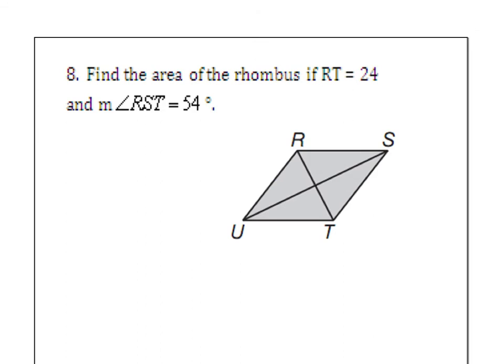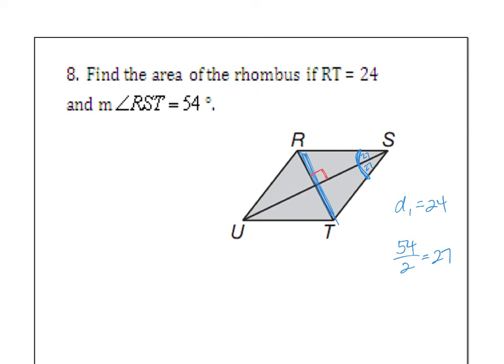Last but not least, number 8: find the area of the rhombus if RT is 24, and the measure of angle RST is 54. Let's label that. So I see RT right here. That is 24. So one of our diagonals is 24. And then RST is this whole angle over here. That's 54. Now I'm going to take 54 and cut it in half. 54 cut in half is 27. So each side here is 27 and 27. This would be a right angle.